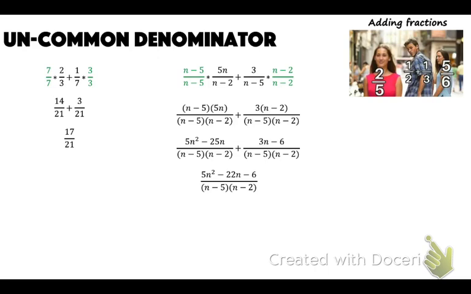We can try to factor that. So if we multiply that, you'd get negative 30 and negative 22. There's nothing that's going to multiply to be negative 30 and add to be negative 22. So that is your final answer.